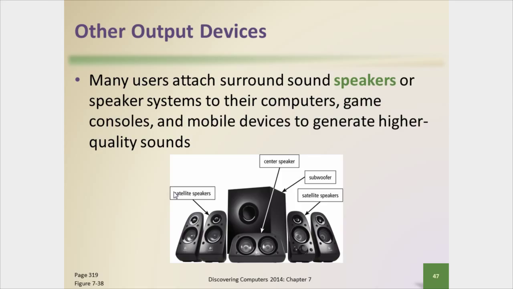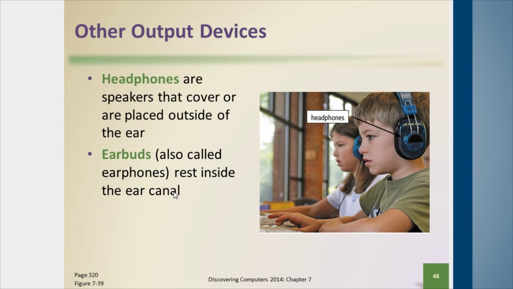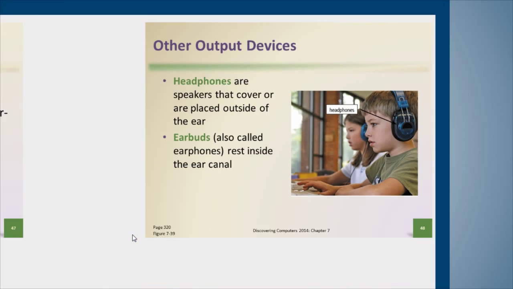There are other types of output. So we talked about monitors and we talked about printers, but there's lots of other types of output as well. So speakers are ones that we tend to overlook, and that's one form of output. If we're in a crowded room or we have trouble hearing, we can use headphones, we can use earbuds, and that's another way to get some of that audio output out of our systems.